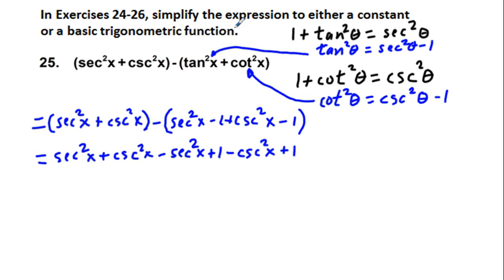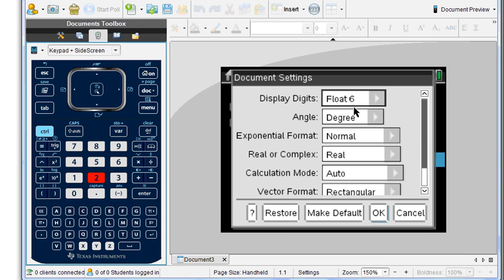So we have some cancellations, don't we? We have secant squared x and minus secant squared x cancel each other. Cosecant squared x and minus cosecant squared x cancel each other. We have 1 plus 1, which equals 2. So that should be our correct answer. But just to be sure about that, we're going to go to our calculator. And we see our calculators in degrees.